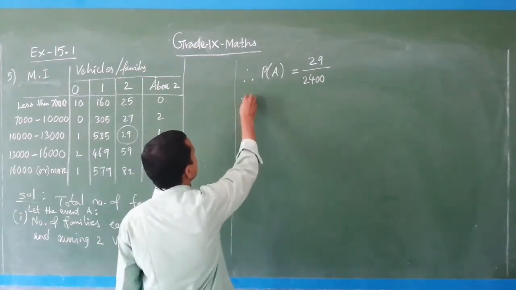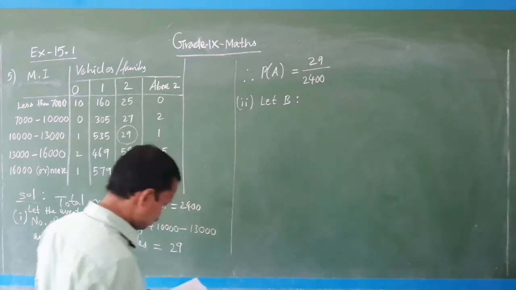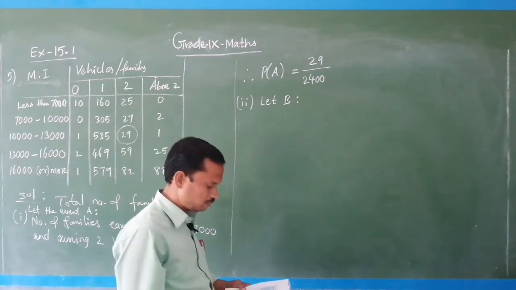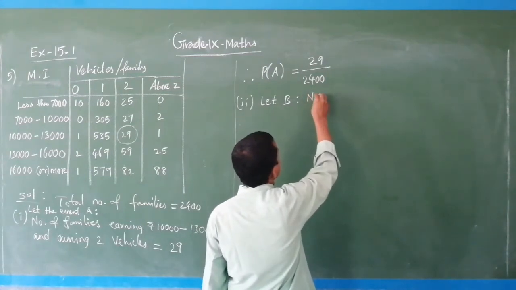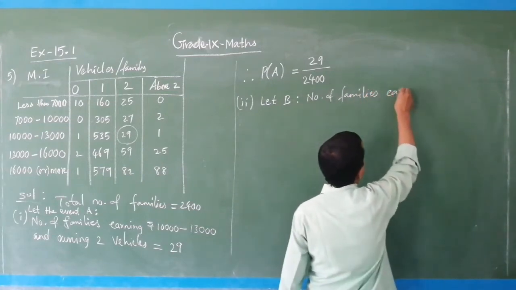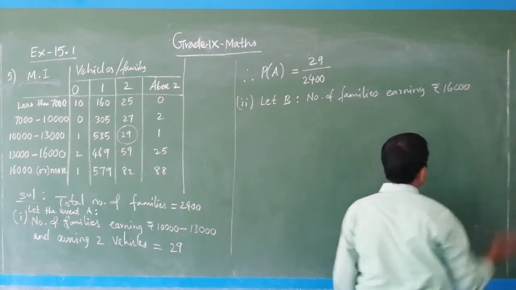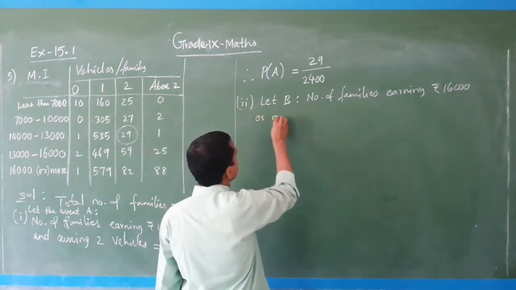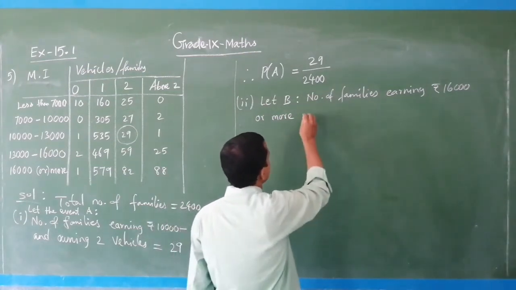And then option 2, let B be the event. You consider that B as the event, that is, the number of families earning rupees 16,000 or more and owning exactly 1 vehicle.